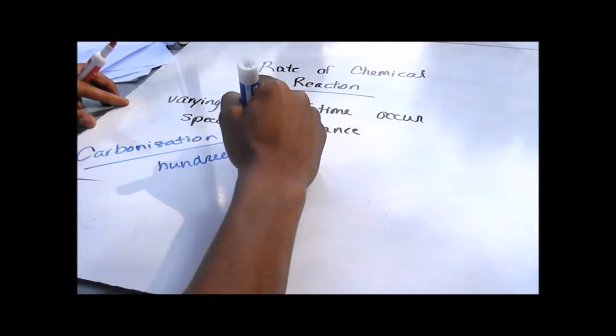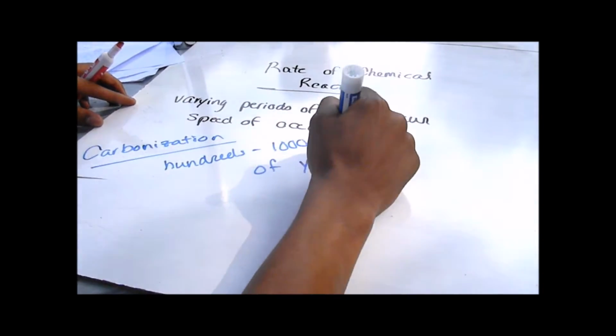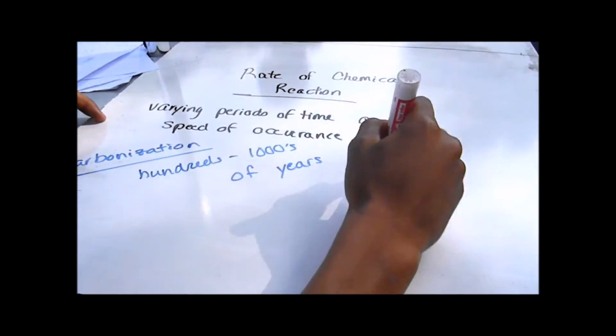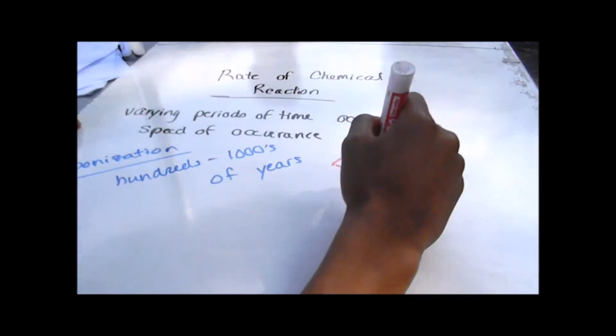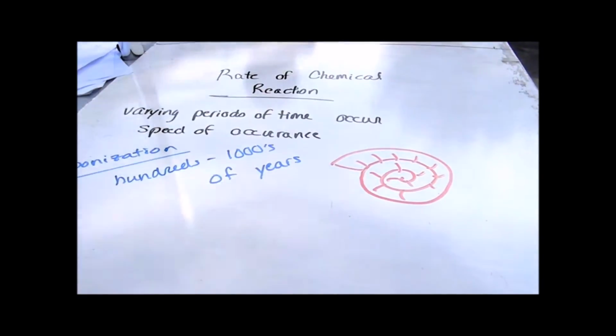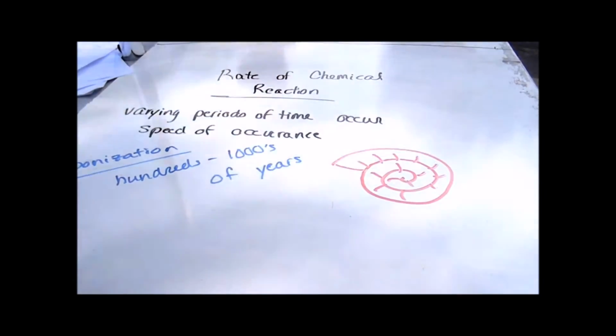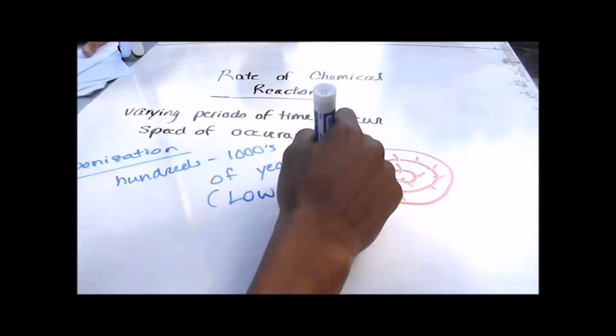So, for example, we have carbonization. This is when plants or animals become fossils. This reaction takes hundreds or maybe even thousands of years. Therefore, this reaction has a low rate. The molecules combine at a slower speed than, let's say, a fireworks show.